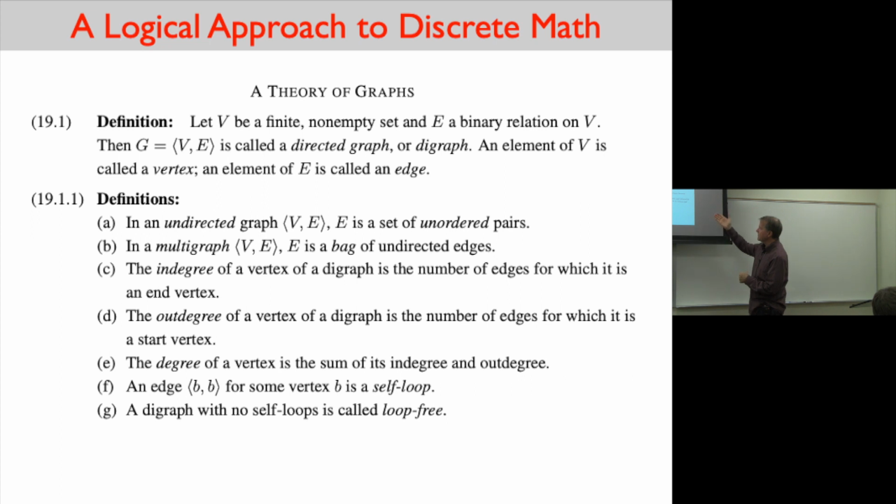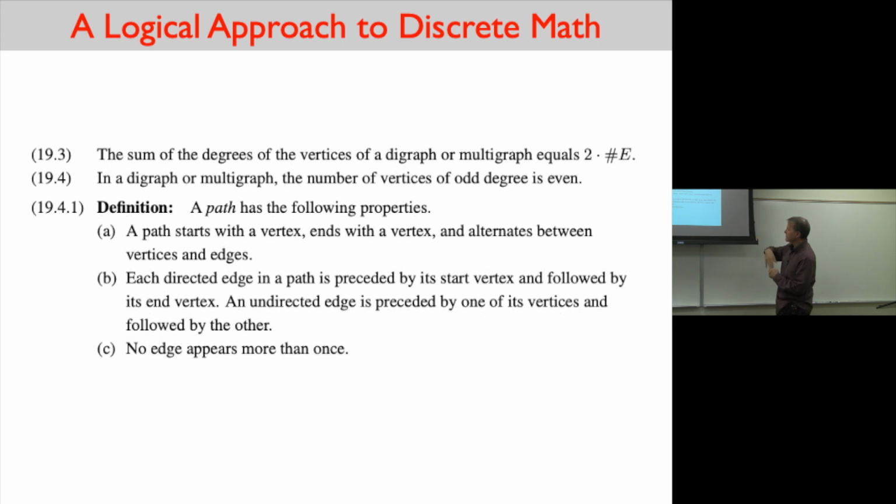We had talked about these definitions, the definition of a degree of a vertex, and here's a theorem: the sum of the degrees of the vertices of a digraph or multigraph equals 2 times the number of edges. And then we also discussed 19.4, in a digraph or multigraph, the number of vertices of odd degree is even. And there's exactly what that means. And now what we want to do is 19.4.1, a definition. A path has the following properties. So A, B, and C are a definition of a path.